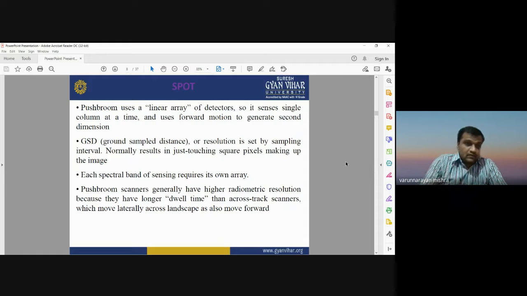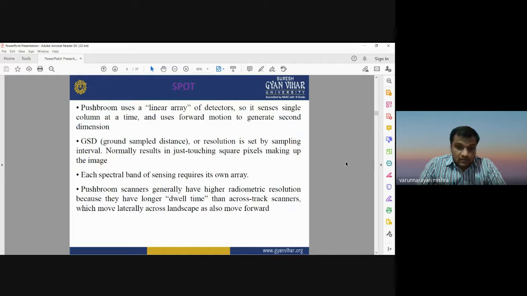In the case of the SPOT satellite, the ground sample distance, also known as GSD, is the resolution given by the sampling interval and normally results in just-touching square pixels making up the image. Each spectral band of sensing requires its own array, and push broom scanners, or along-track scanners, generally have higher radiometric resolution. This high radiometric resolution is because of the longer dwell time with respect to across-track scanners.